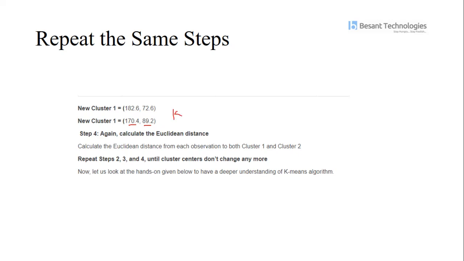Again I calculate the Euclidean distance for both observations, cluster 1 and cluster 2. I repeat the same steps again and again to get a deeper understanding of the k-means algorithm. This is how to calculate the k of the k-means algorithm. The next step is to apply our k-means algorithm in Python scripting.